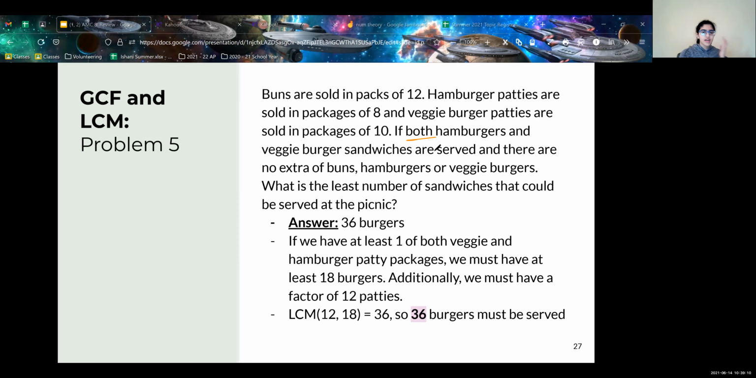Also, when I explained this question, I said that you can't use just one of each kind. That's because it says both hamburgers and veggie burgers are sold. So there would be 18. And then if you added 8 to that, you would have 26, which is not a multiple of 12. And if you added 10 to that, you would have 28, which is also not a multiple of 12. But if you add 8 and 18, you would get 36. However, if you added more, it would be more than 36, and that would not be the least amount.